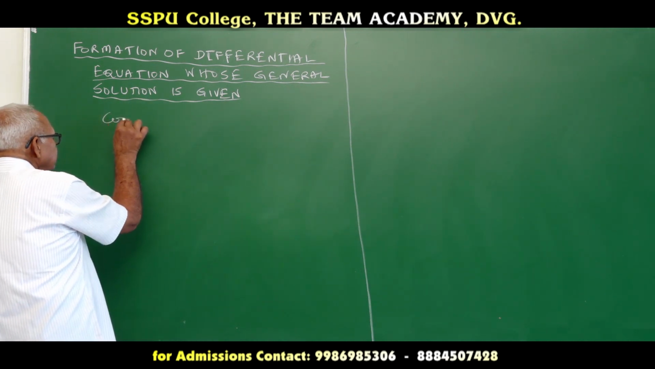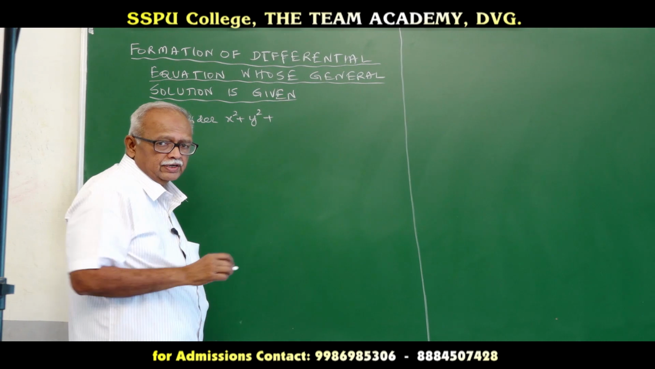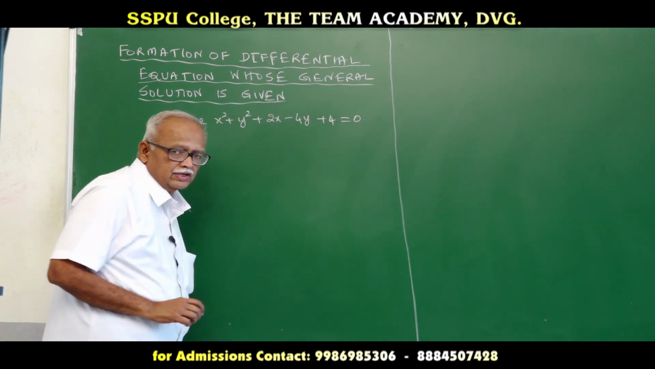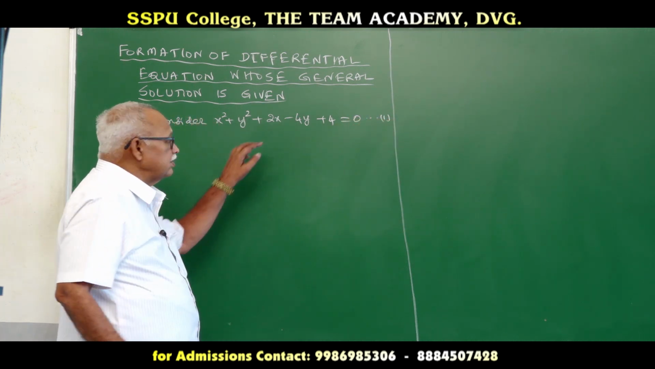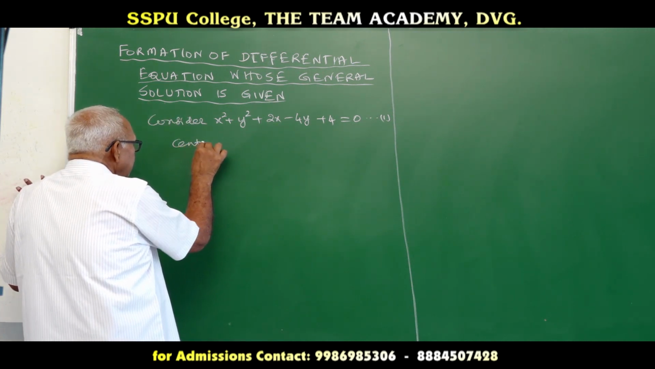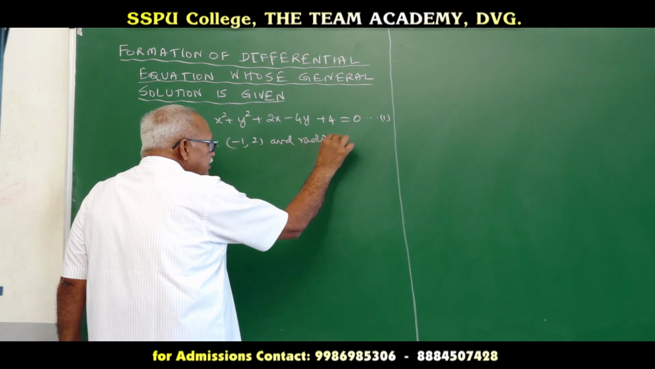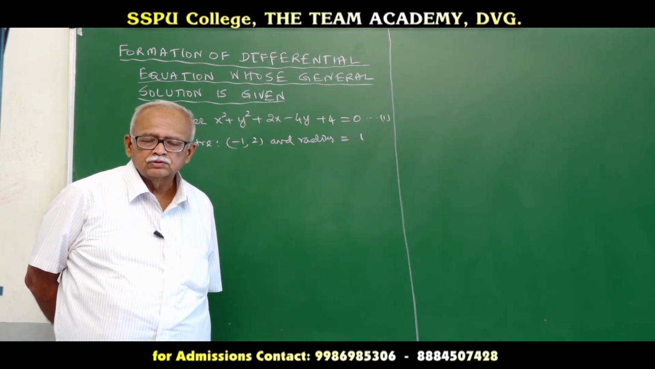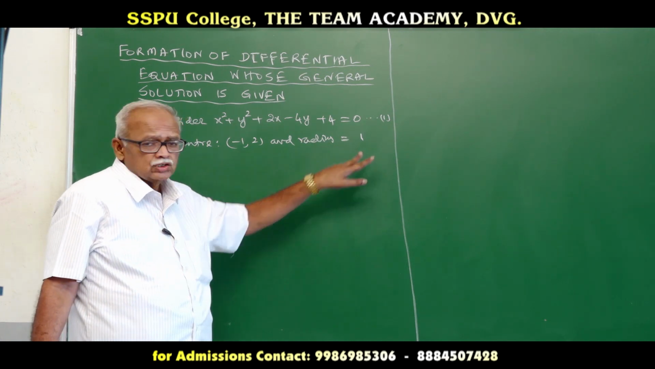Let us consider an equation x square plus y square plus 2x minus 4y plus 4 is equal to 0. This equation is the equation of a circle with the center minus 1 comma 2 and radius equal to 1 unit. So, this is the equation of a circle curve, where minus 1 comma 2 is the center and the radius is 1 unit.